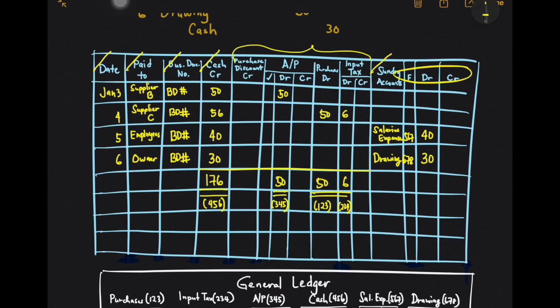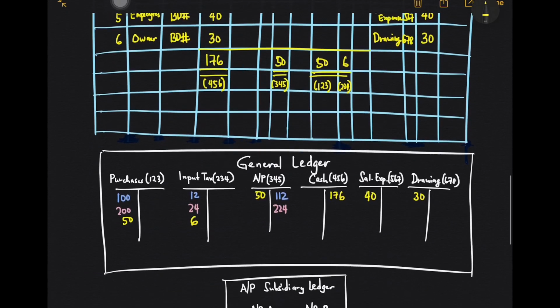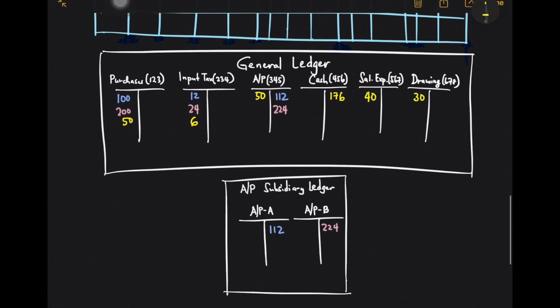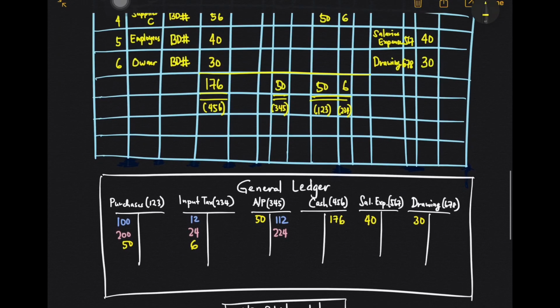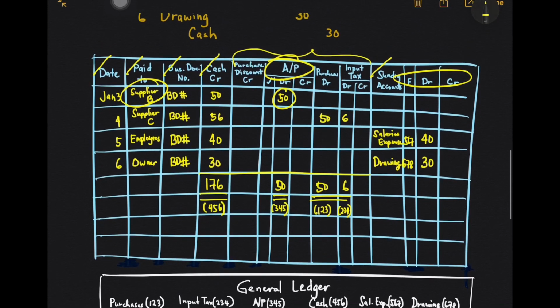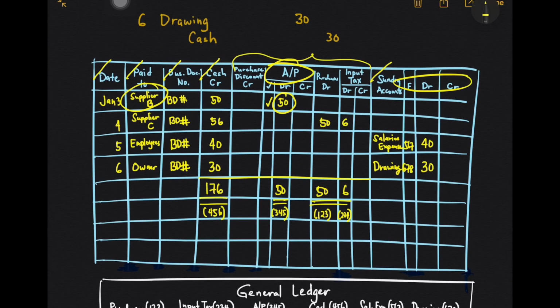For the subsidiary ledger, you will have to refer to your accounts payable column. And here you have a movement, debit of 50, and this is for supplier B. To post that, we go to our AP subsidiary ledger. We post the amount, 50. And then after posting, you go back to your cash payments journal and tick the box beside the amount to signify that the amount was already posted. And that's it for the posting process. Okay, and that's it for this video.